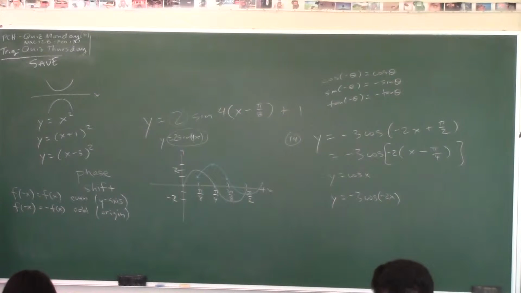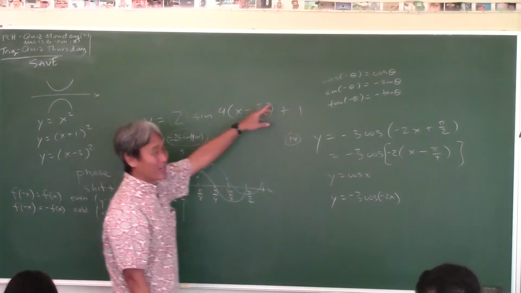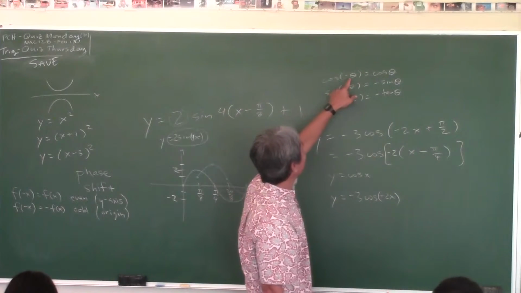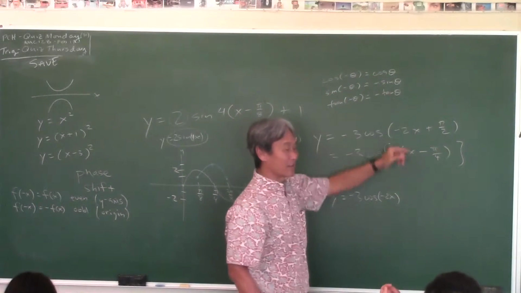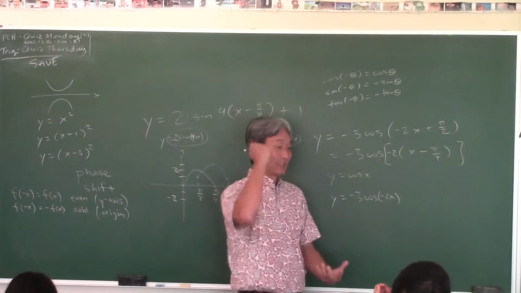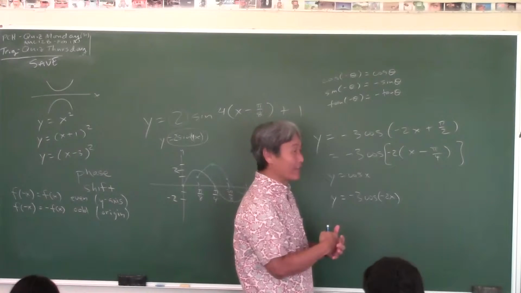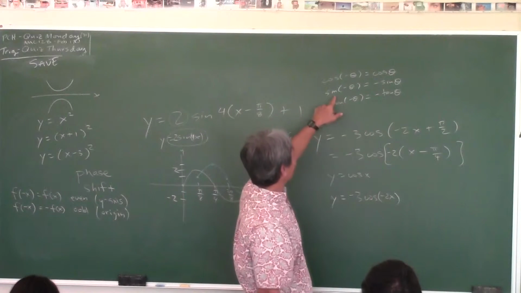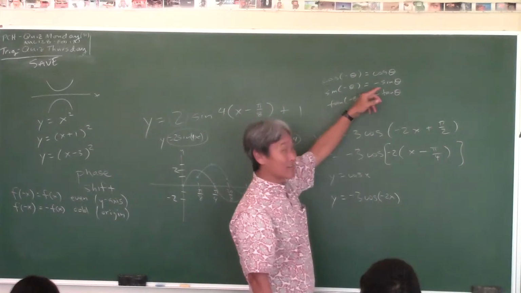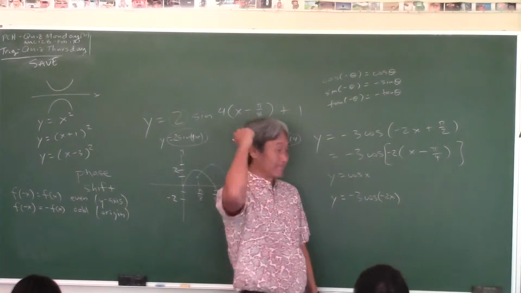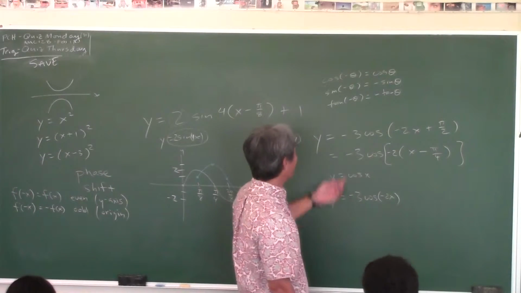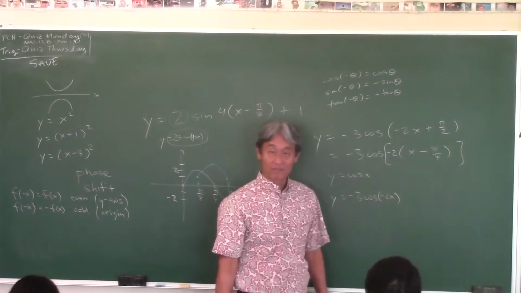Whatever, the main thing is you learn. So what is this telling you? If cosine of negative theta is equal to cosine theta, that means cosine is an even or odd? Even. It's an even function. If sine of negative theta is negative sine theta, that means sine is an odd function, right? And tangent, you can see, is also an odd function.